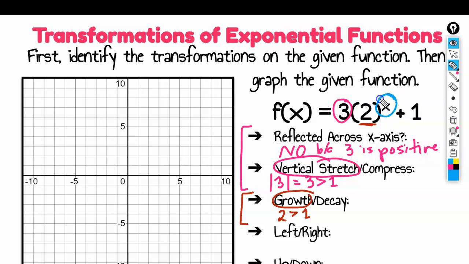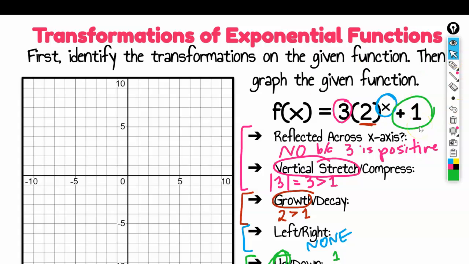Then I look in the exponent to see if there is H. Now, if I don't see that there is something adding or subtracting to X, then there is no H, meaning that there is no shift left or right. And we can't see this, which is annoying. And that says if it moves up or down. All right, and then I look at K, and I have a plus 1 at the end. So my K is positive. We're adding 1 at the end, so it's going to move up 1.